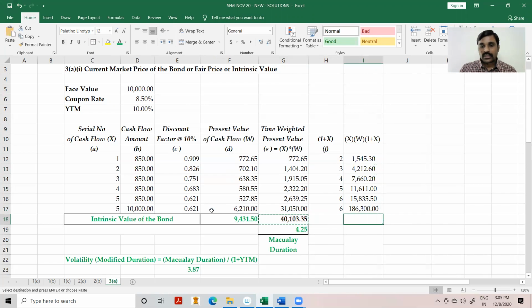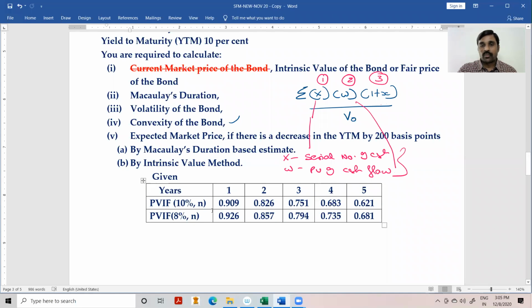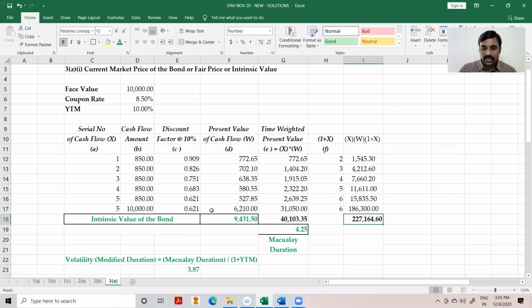We'll do the summation. The numerator value we got is 2,27,164. This is divided by the present price, the price of the bond. This divided by this point will be the convexity of the bond.